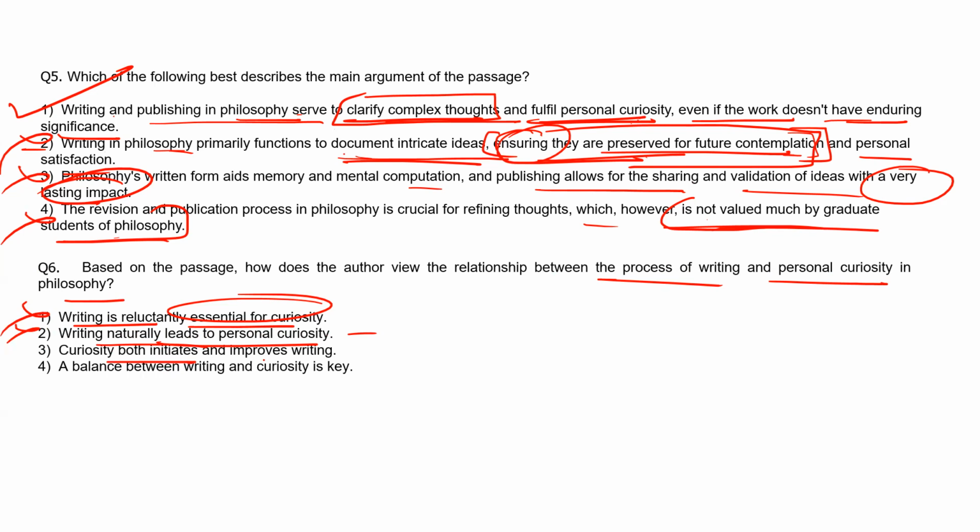Curiosity both initiates and improves writing. Yes, so curiosity will initiate your writing and also will help you improve it. This looks okay. A balance between writing and curiosity. See, he is not saying that you can be curious but you should not write, or you should write but not be curious. There is nothing like the balance, or one is more, the other is less. Or you should, if you are curious, then you will not be able to write, or if you are writing, you will not be curious. ऐसा कुछ ट्रेड ऑफ नहीं है उसमें, तो बैलेंस के तो कोई सवाल ही नहीं आता. तो दिस इज रॉन्ग. Third is the right answer.